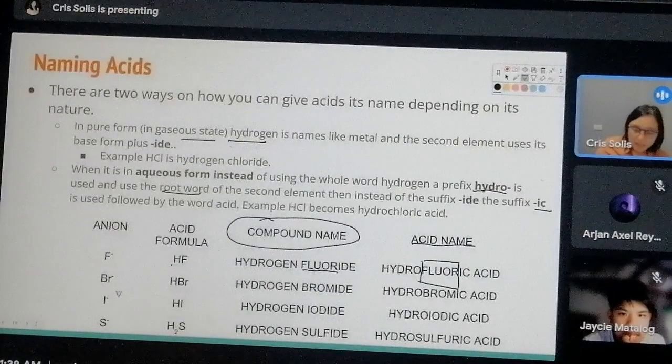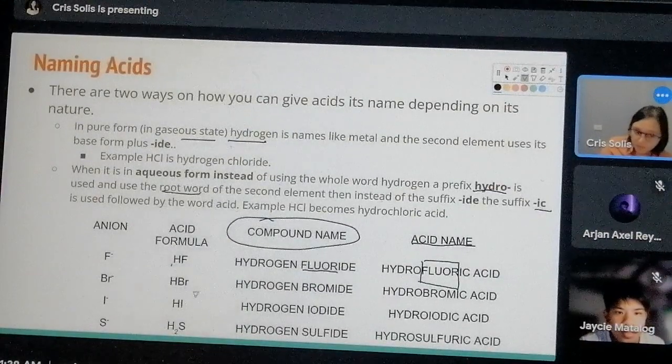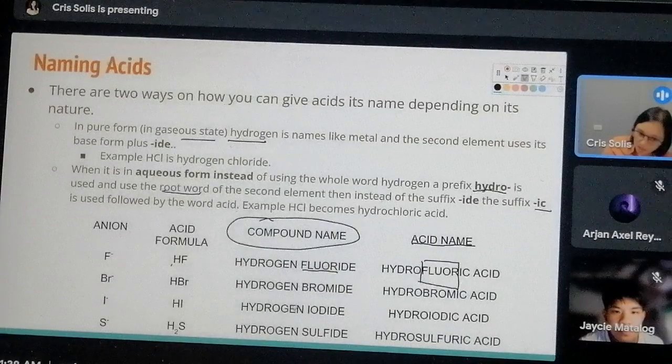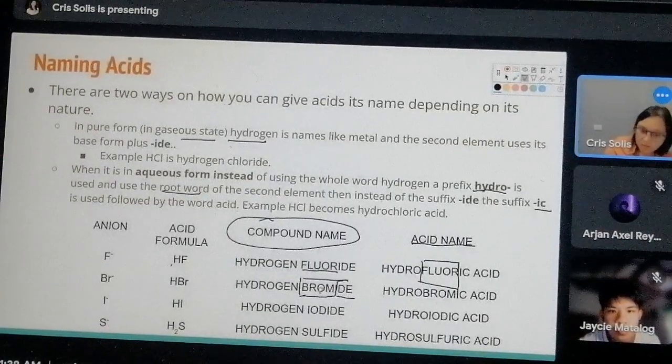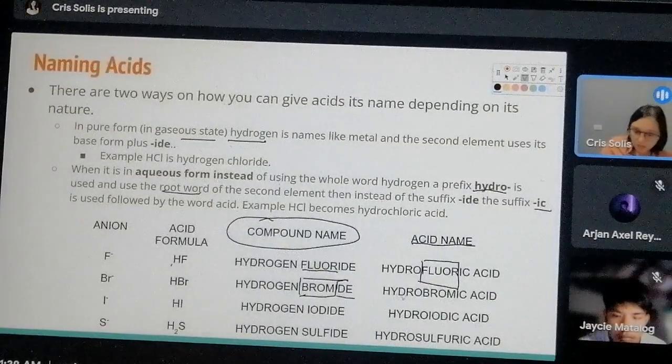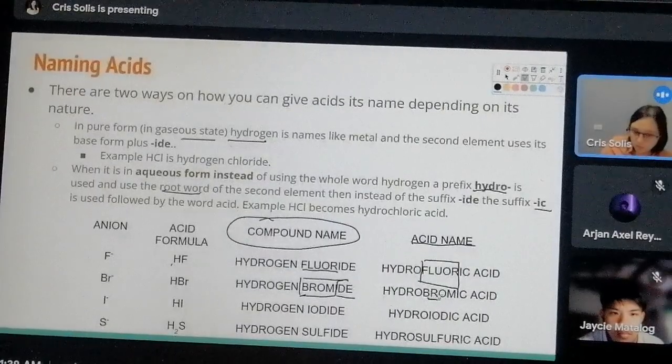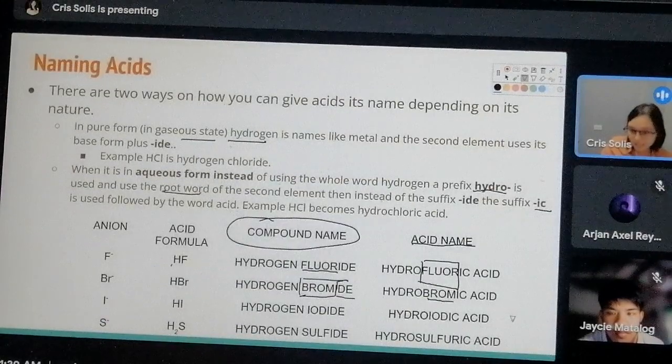Next, Br, bromine. HBr, the acid formula. Compound name, hydrogen bromide. Get the word hydrogen, your root word, brom, and then the IDE. So hydrogen bromide. For the acid, the aqueous form, we use the prefix hydro plus your root word plus the suffix IC, and then acid. So hydrobromic acid.